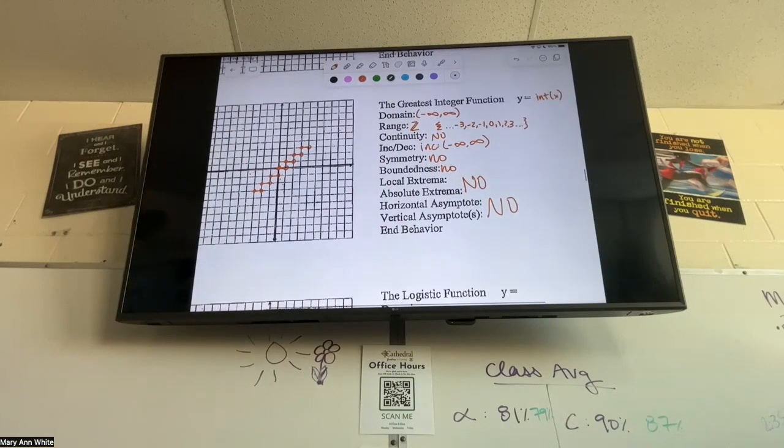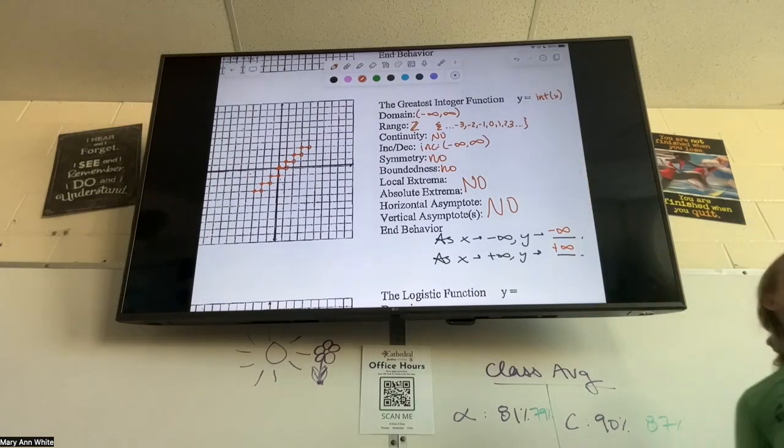And then last we'll do end behavior. As x approaches negative infinity, y approaches something. And as x approaches positive infinity, y approaches something. What do you think I should fill in there? As x approaches negative infinity, what does y approach? Negative infinity. What about as x approaches positive infinity, what does y approach? Positive infinity. This is a boring graph because do you see how many no's we have? It's a weird one. I don't really care about it, but it was a good one to go over.